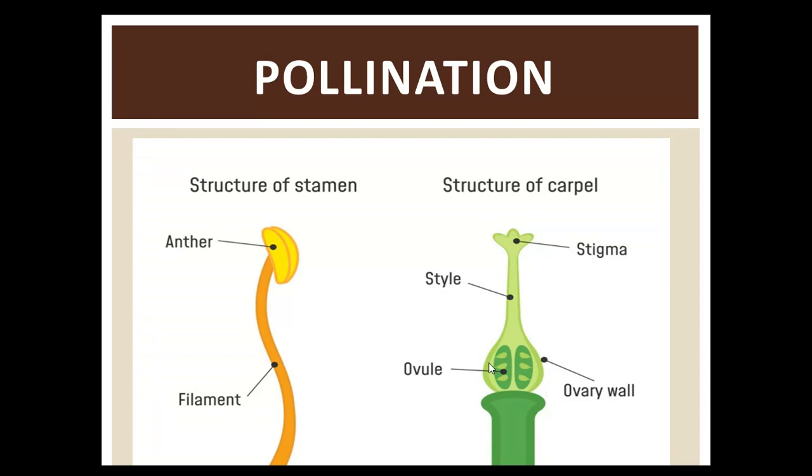Here you can see a structure is there which is known as ovary, and in ovary small ball like structures are present which are known as ovules. So this is the process of pollination.